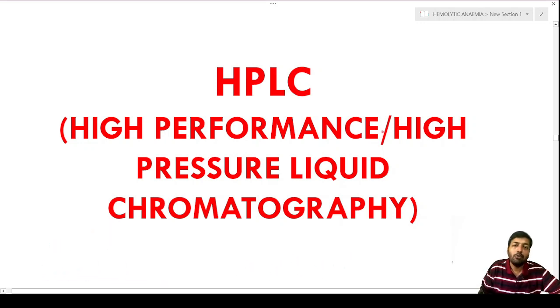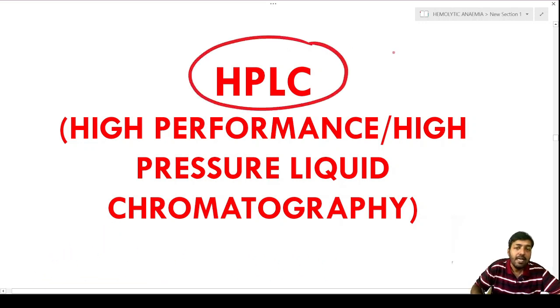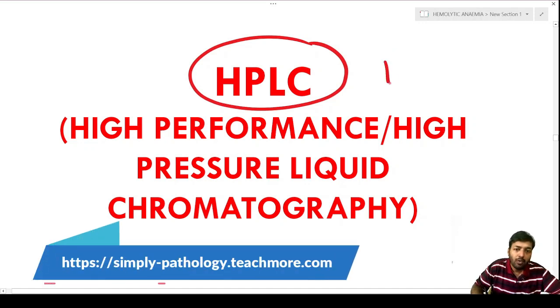Today we are going to understand the approach to hereditary hemoglobin disorders, part 2. In the previous lecture, we had done till electrophoresis, and in today's lecture, we are going to start with HPLC. Now, HPLC is a very important concept to understand in the post-graduation. Why? Because a long answer question is asked.